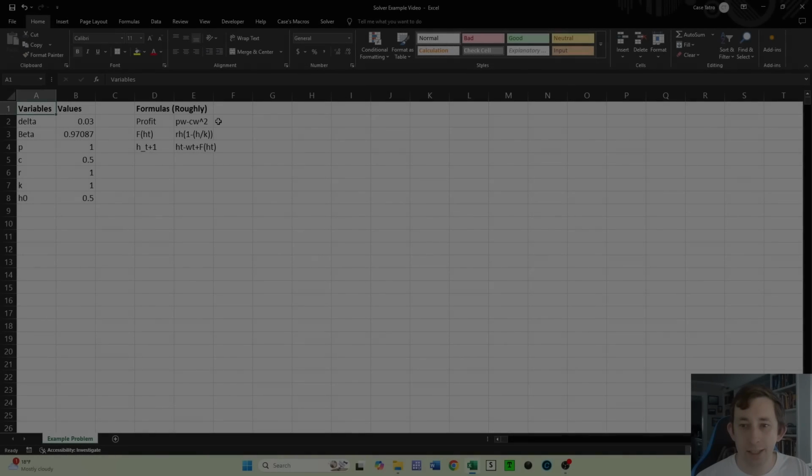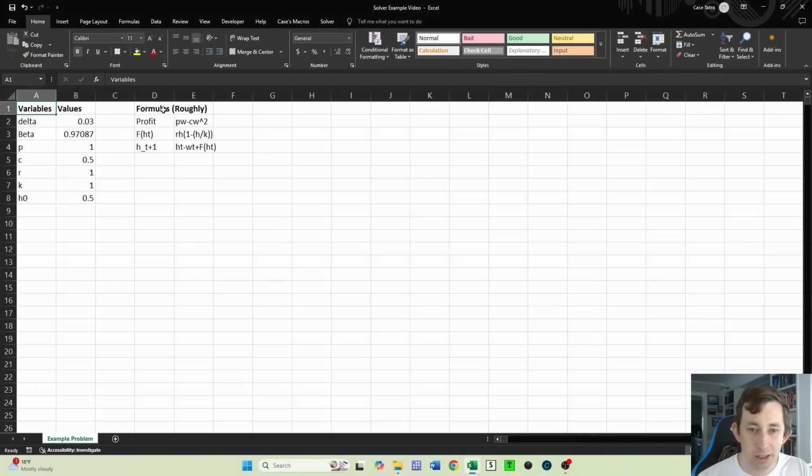Okay, so now I'm in Excel, and basically what I've done is I've set up this spreadsheet. This is my example problem, where I've got my delta, my beta, and all those parameters that I said before. And then these are my formulas, roughly. I've just typed them out by hand just so I can remember them without having to reference my iPad. And so again, we're going to use Solver.